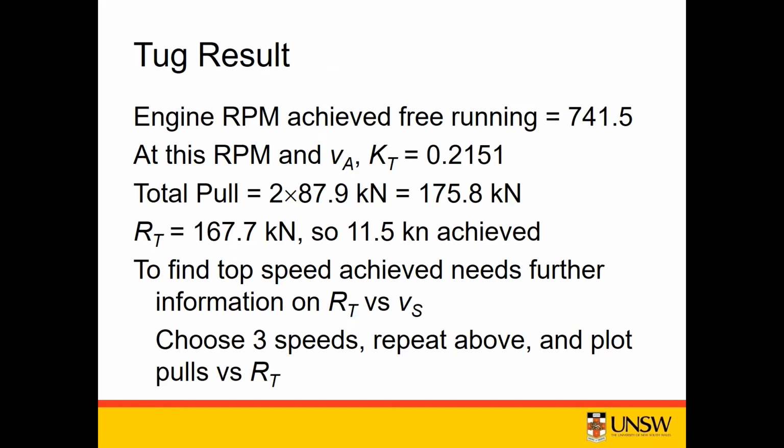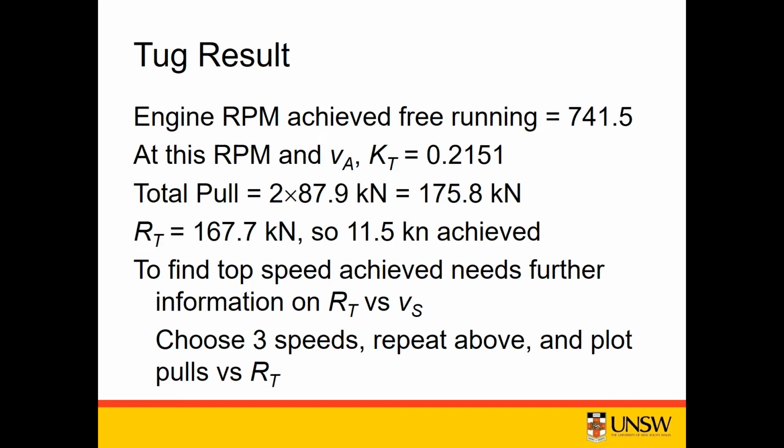We calculate the KT as 0.2151, the total pull as 175.8, and the total resistance of the vessel at 11.5 knots, we had as 167.7. So the 11.5 knots is definitely going to be achieved.